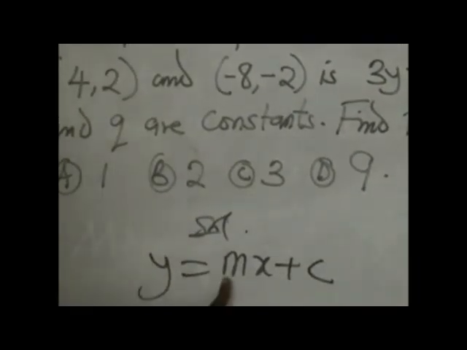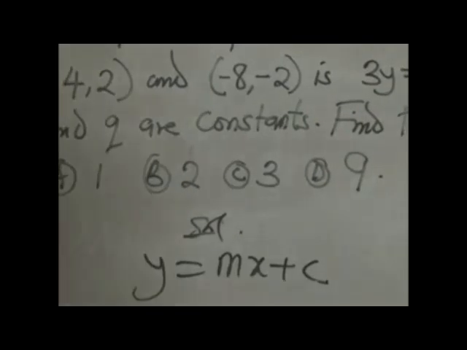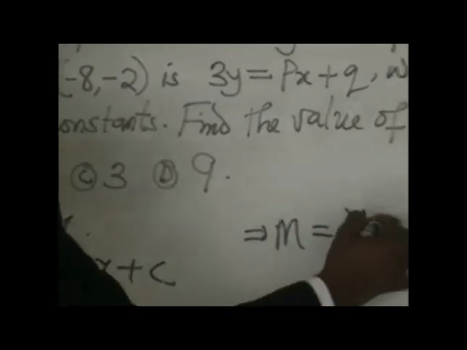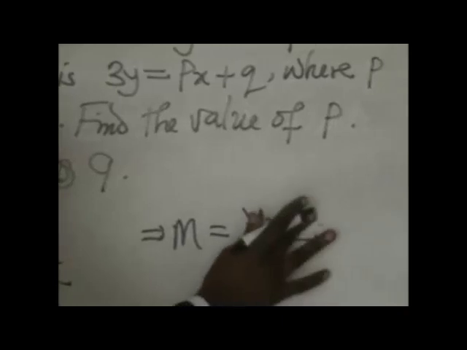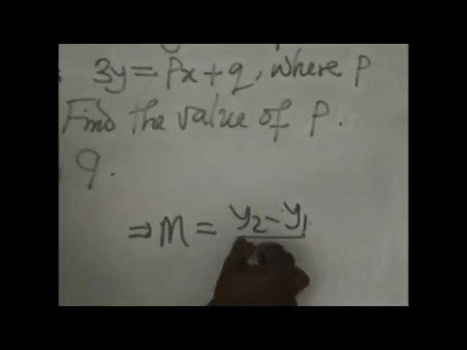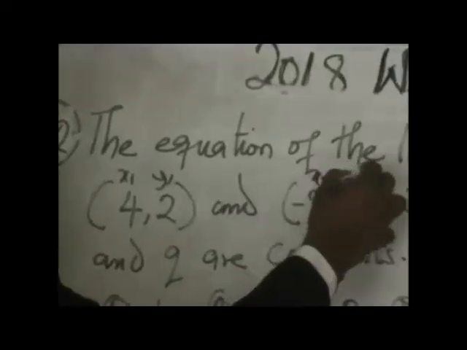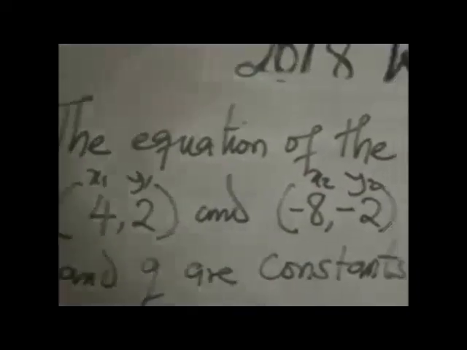Now the general equation of a straight line is y equal to mx plus c, where m is the gradient and c is the intercept. So what we do, we have to find the gradient. The formula for the gradient is y2 minus y1 over x2 minus x1. Now, from these points, this is x1, this is y1, this is x2, this is y2. So you are going to substitute these values into this formula.